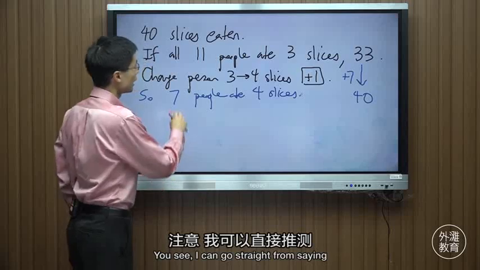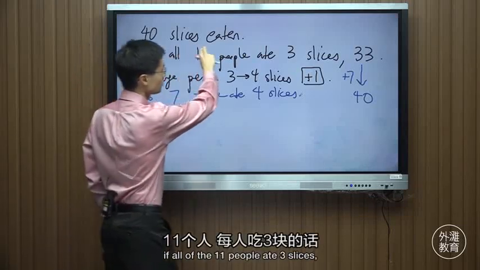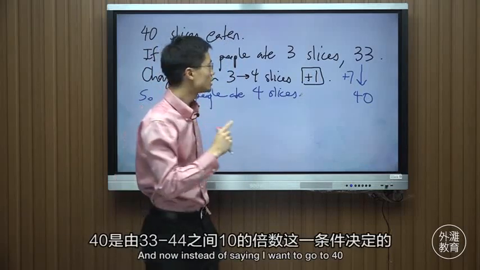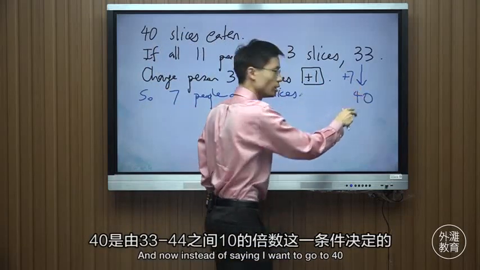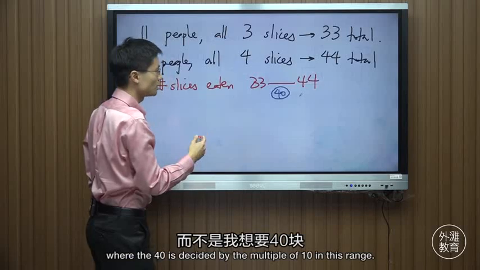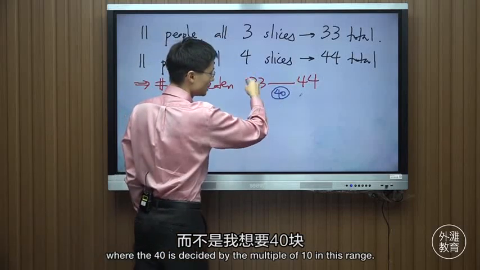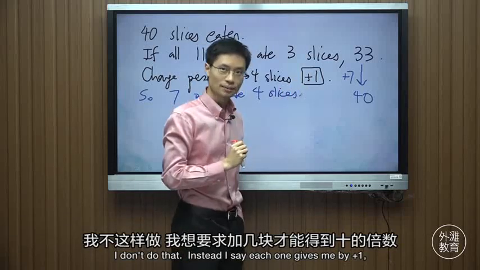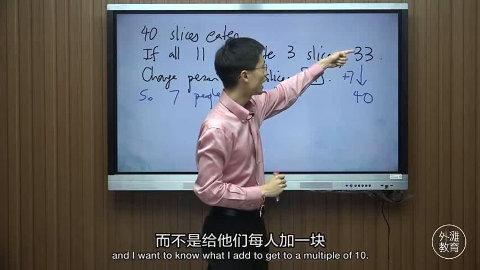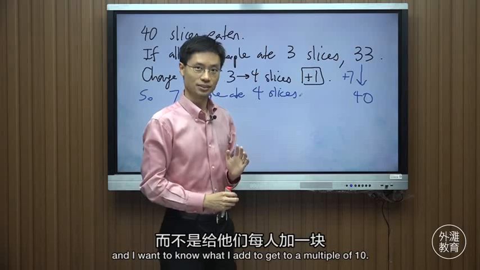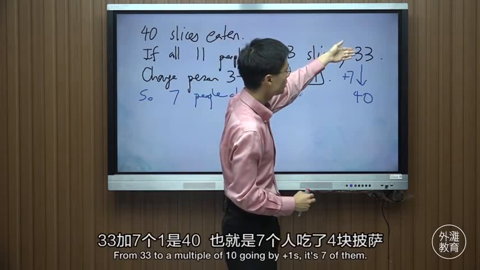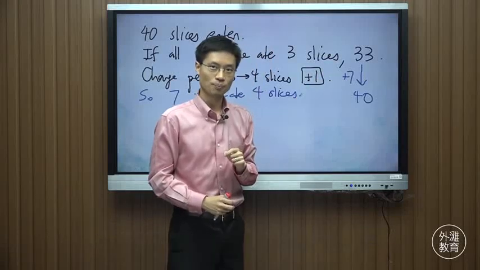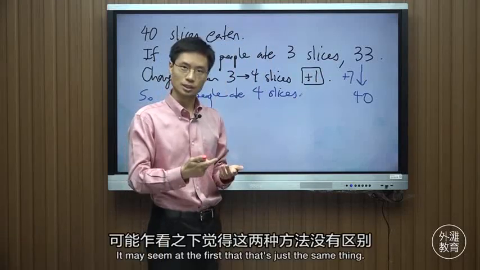It's a generalization of this old method you're used to with the heads and the feet. You see, I can go straight from saying if all of the 11 people ate 3 slices, there were 33 slices eaten. And now instead of saying I want to go to 40, where the 40 was decided by the multiple of 10 in this range, I don't do that. Instead I say each one gives me +1, and I want to know what I add to get to a multiple of 10. And that is easy. From 33 to a multiple of 10, going by +1s, is 7 of them. It may seem at first that that's just the same thing.